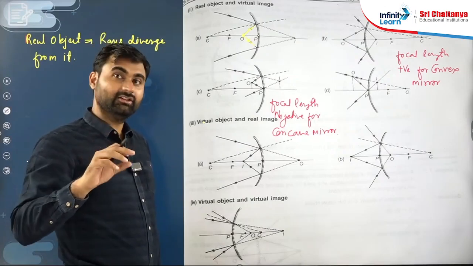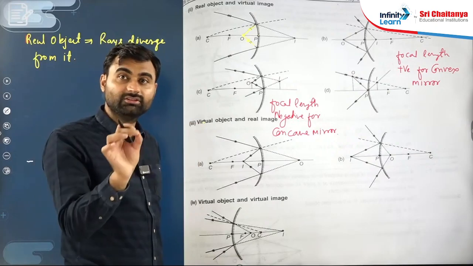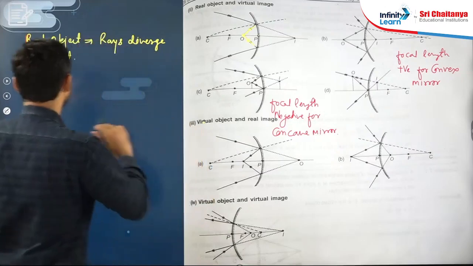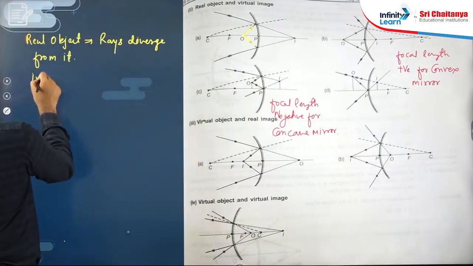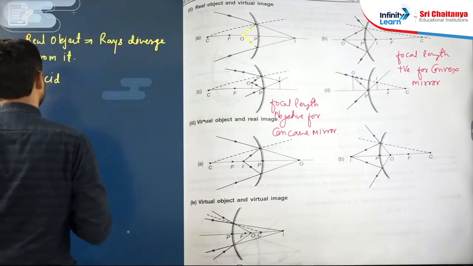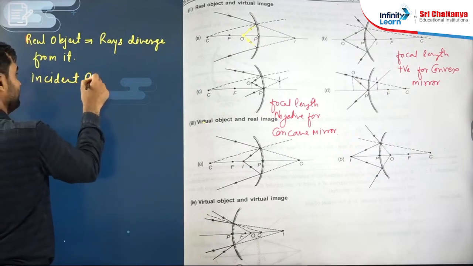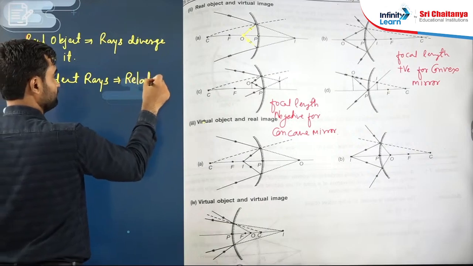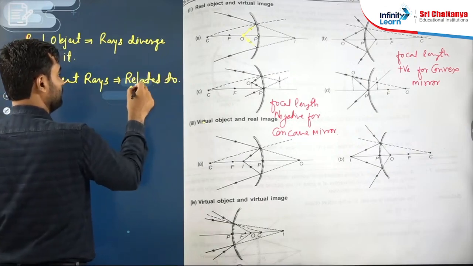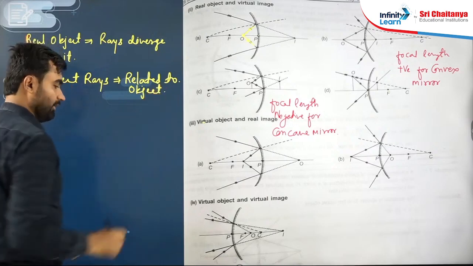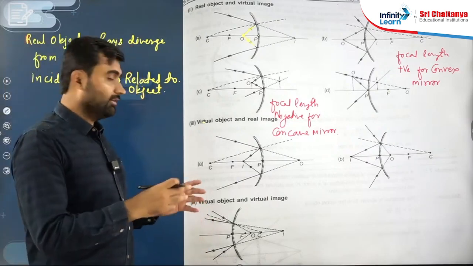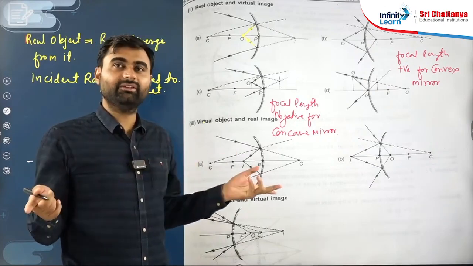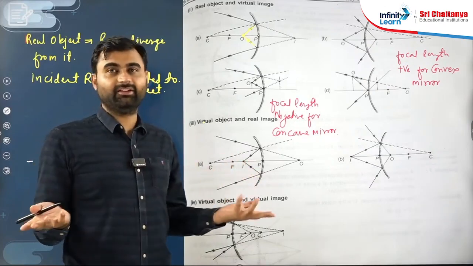If they are not intersecting, it is not a real object. Rays incident means it is related to an object. This is also an important point: incident rays mean related to the object. Now, is it real or virtual? How to find out? If the incident rays are intersecting, it is real. If they are not intersecting, it is virtual.